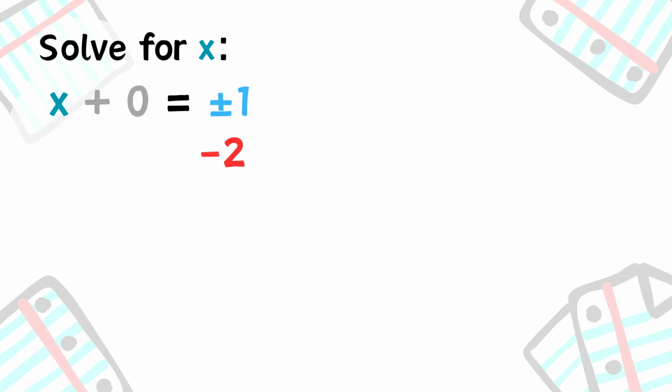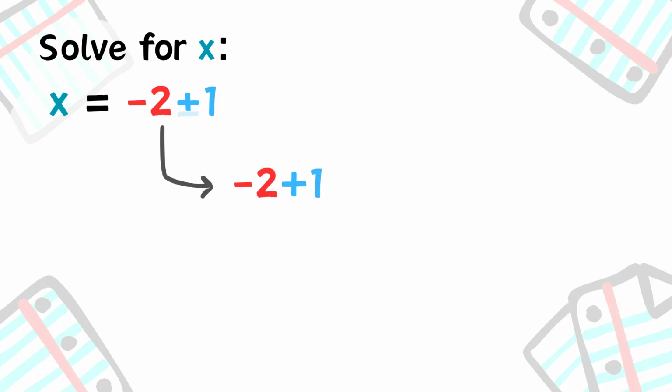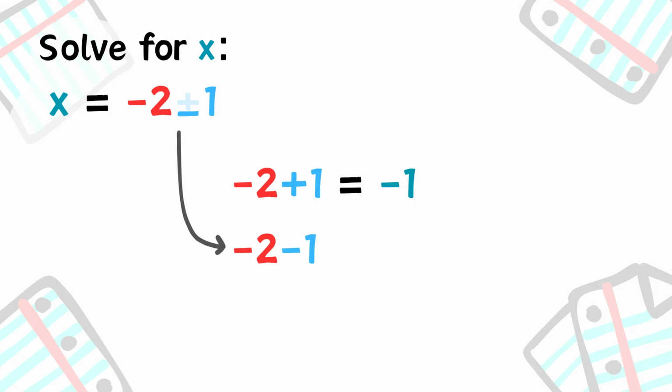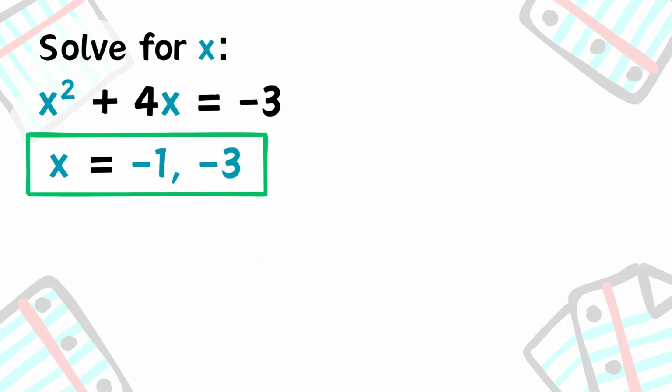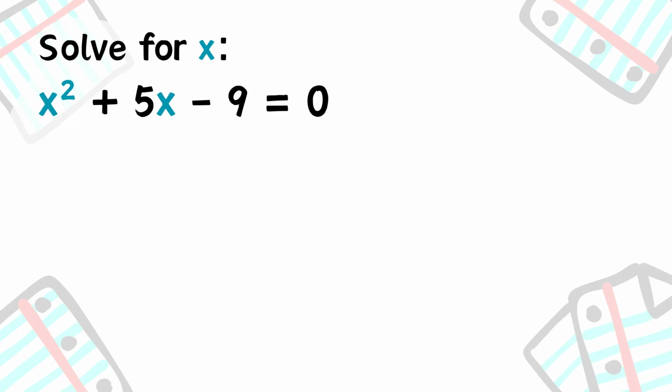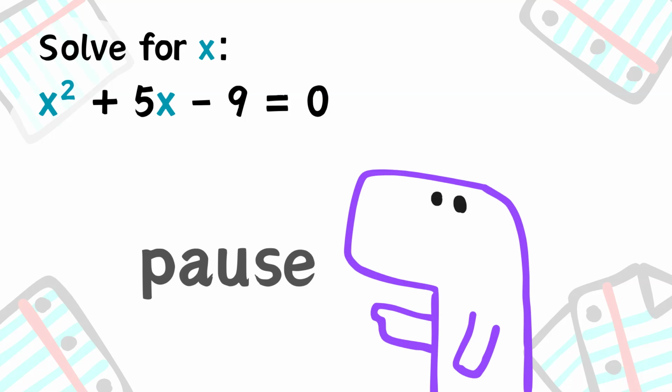Subtract 2 from both sides and we get negative 2 plus minus 1. Now we can simplify this. Negative 2 plus 1 is negative 1, and negative 2 minus 1 is negative 3. Thus the answer is negative 1 and negative 3. Okay, let's try another one. See if you can solve for x in this quadratic by completing the square.